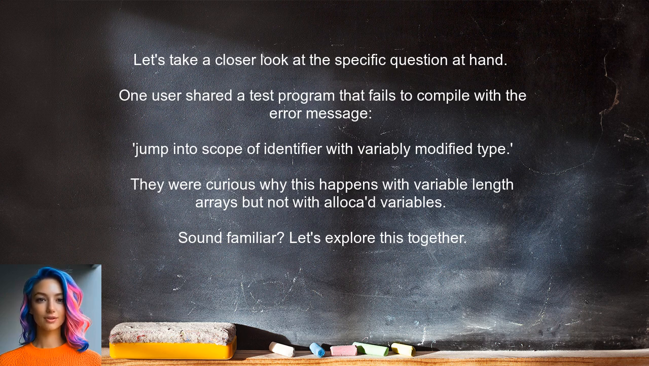One user shared a test program that fails to compile with the error message: "Jump into scope of identifier with variably modified type." They were curious why this happens with variable length arrays, but not with alloca'd variables. Sound familiar? Let's explore this together.